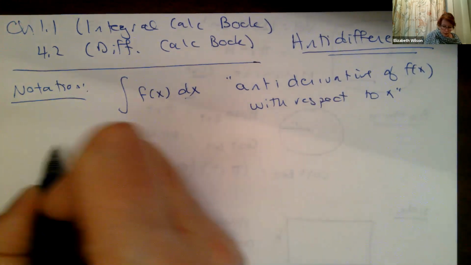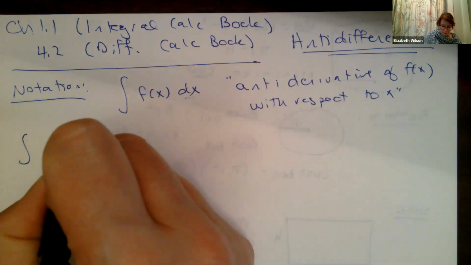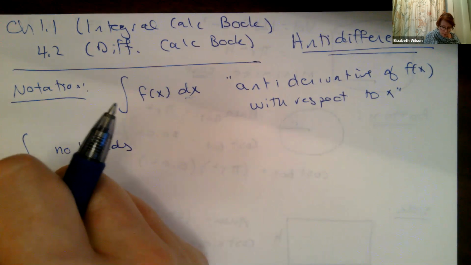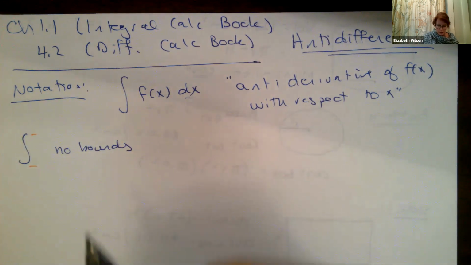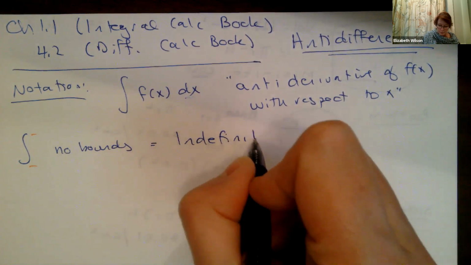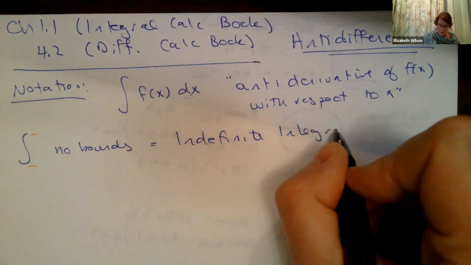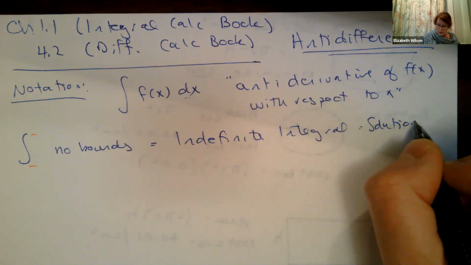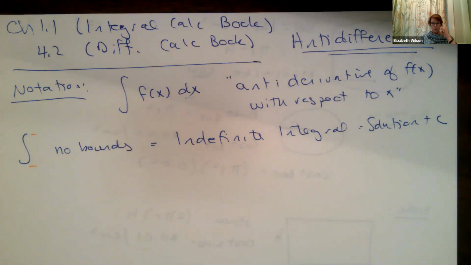All right, let's talk about if there are no bounds. So I see there's nothing here and there's nothing here. If there are no bounds on my integral, then we're dealing with an indefinite integral. Our solution will always have a plus c because our general solution has a constant term that we need to take into account.